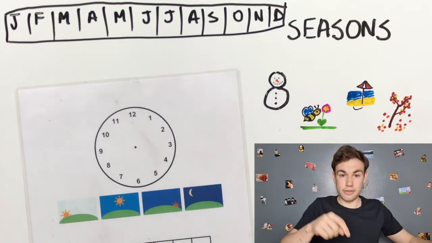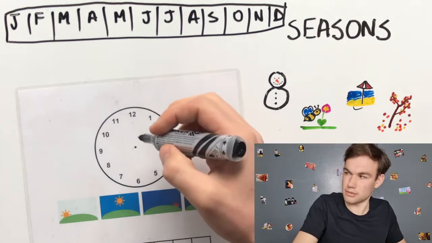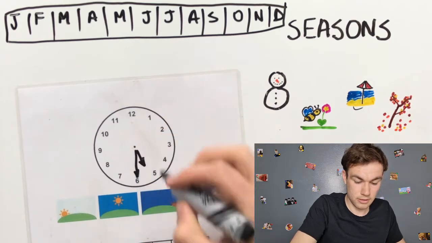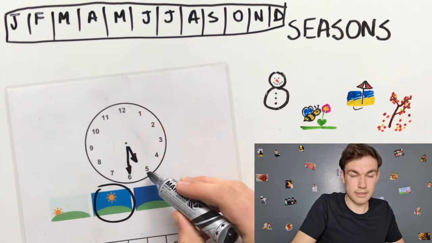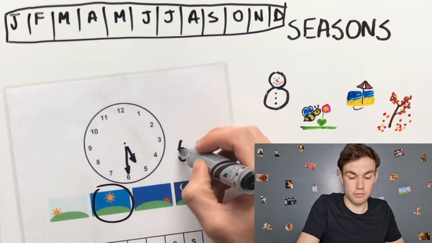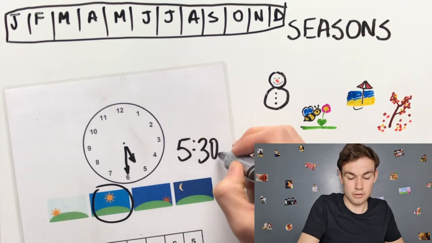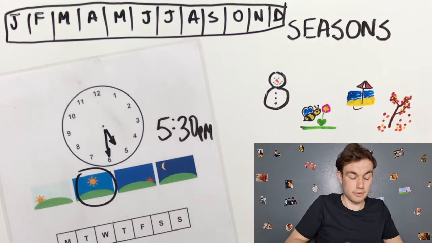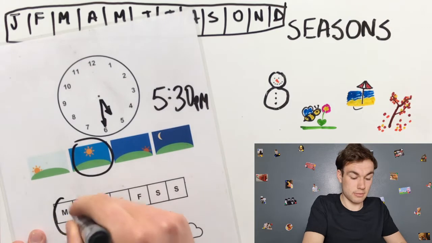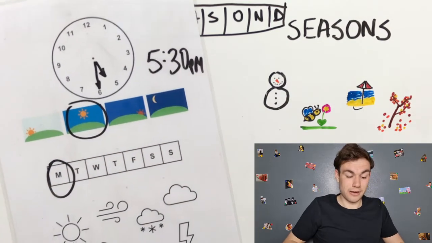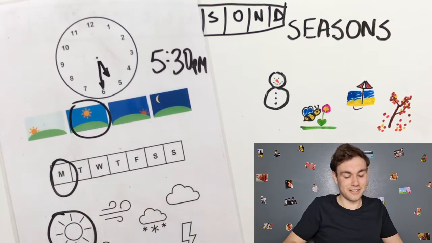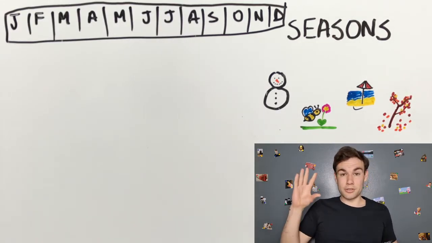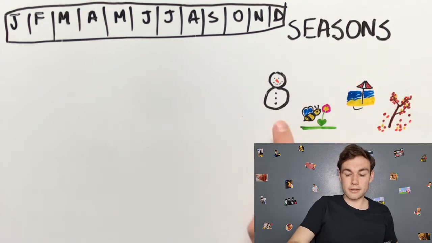Right now, the time is 5:30 in the afternoon. It's 5:30 p.m. And today is Monday, and the weather is sunny. It's sunny today. Okay, today I am going to talk about seasons.